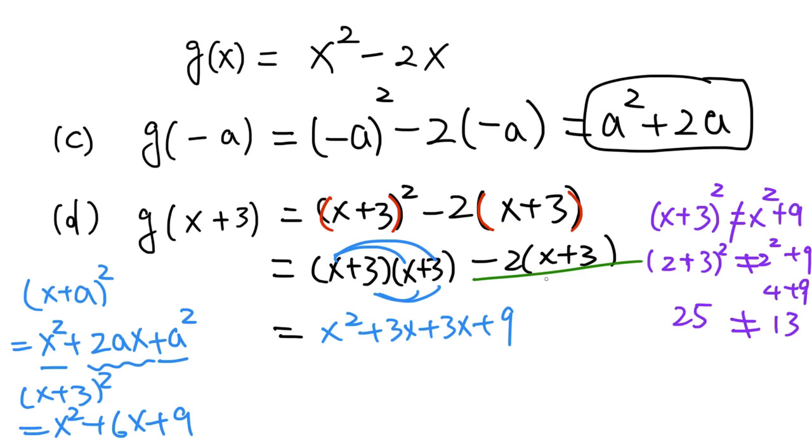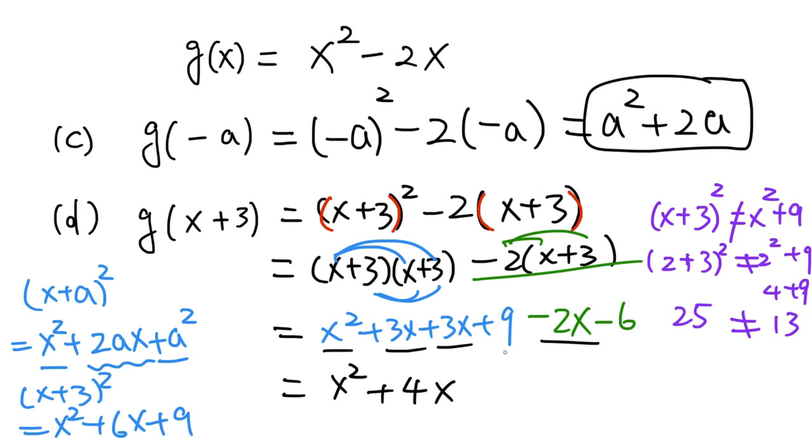And let me simplify this one as well. We have negative 2 times x, which is minus 2x, and negative 2 times 3, which is minus 6. Now we are going to combine like terms. We have x squared here. Now we have 3x terms here, 3x, 3x, and minus 2x. Together they make 4x. And constant terms, 9 minus 6 is 3. So here we have the solution.